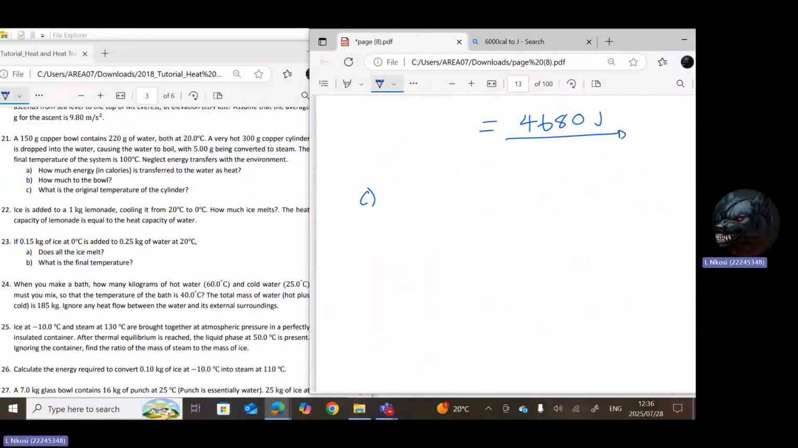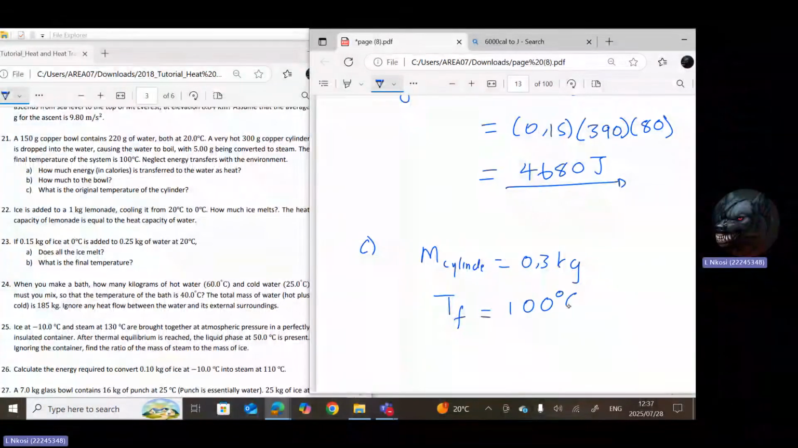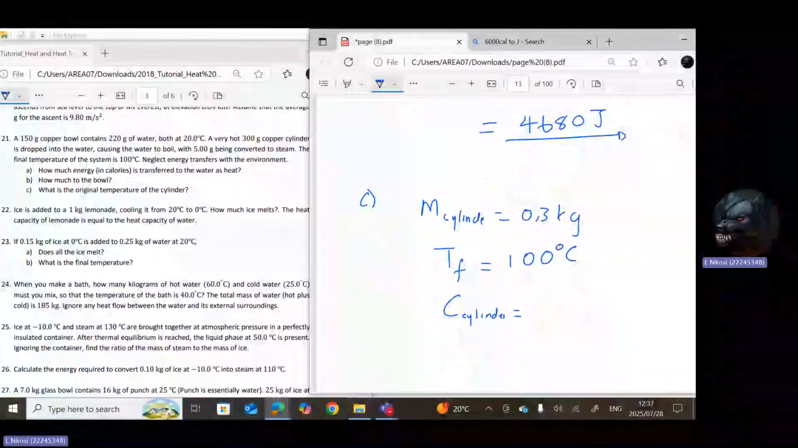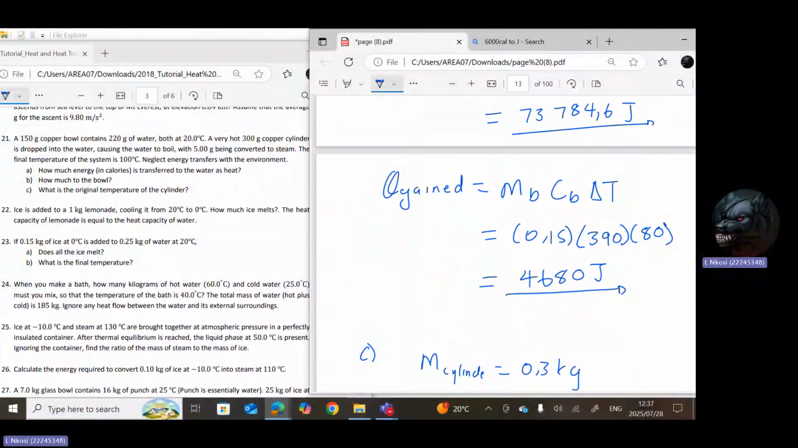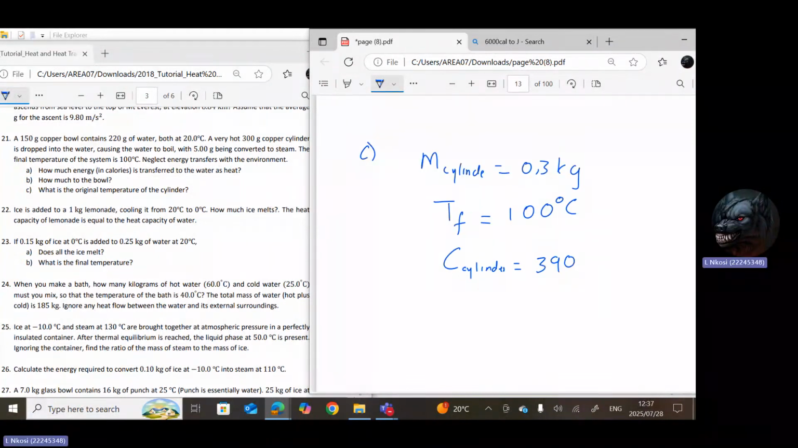So about the cylinder, what do we know? We know the mass of the cylinder is 0.3 kilogram. Its final temperature is 100 degrees Celsius. It's a copper cylinder, so the specific heat is 390. Now we want the original temperature.